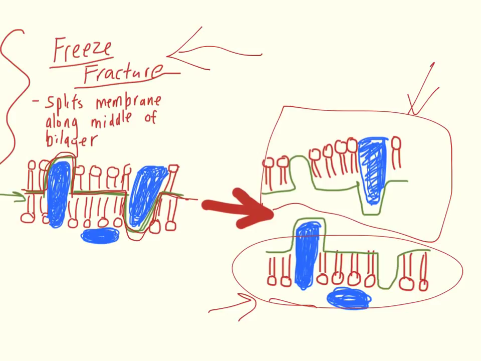And you can see that some of the integral proteins will go with the extracellular layer, and some of the integral proteins will go with the cytoplasmic layer. And where the proteins used to be, you'll get this little gap in the membrane. And you can see all this using electron microscopy.